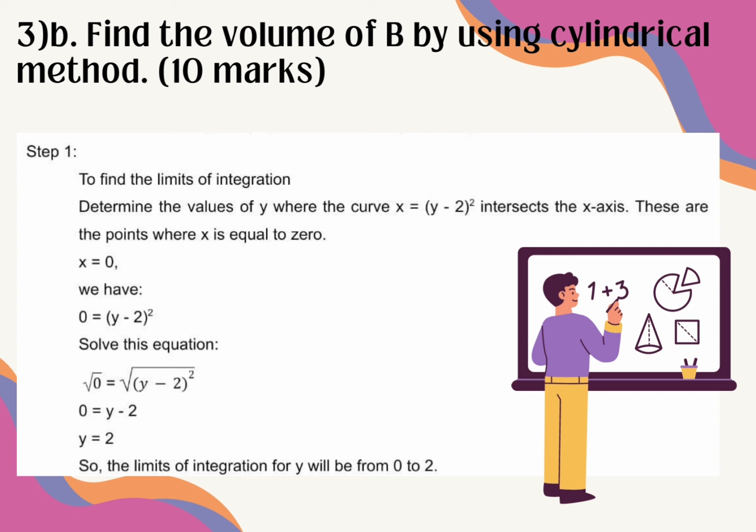To determine the limits of integration for y, we consider the range of values where the curve intersects the x-axis. In this case, the curve only intersects at y equals 2. Therefore, the limits of integration for y will be from 0, the lower limit, to 2, the upper limit. We found that the curve x equals (y minus 2) squared intersects the x-axis at the point y equals 2. Thus, the limits of integration for y are from 0 to 2.